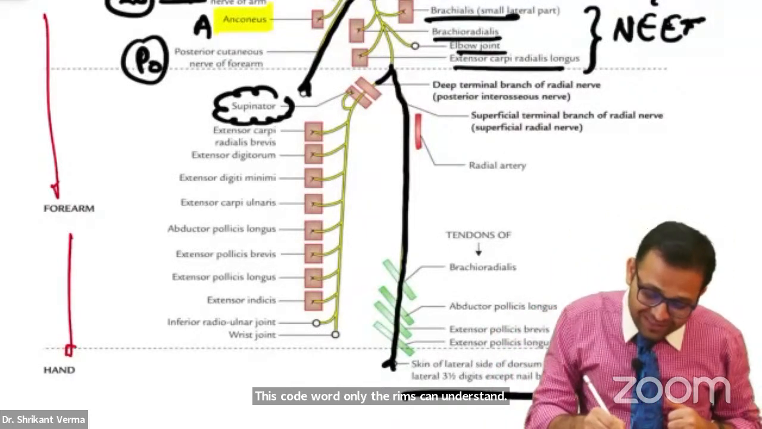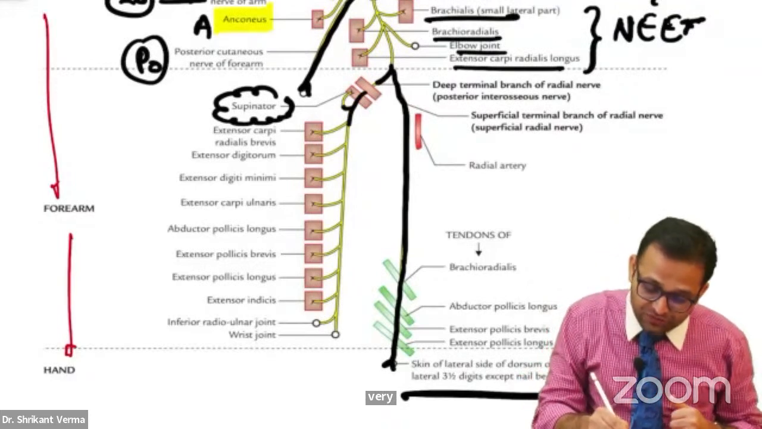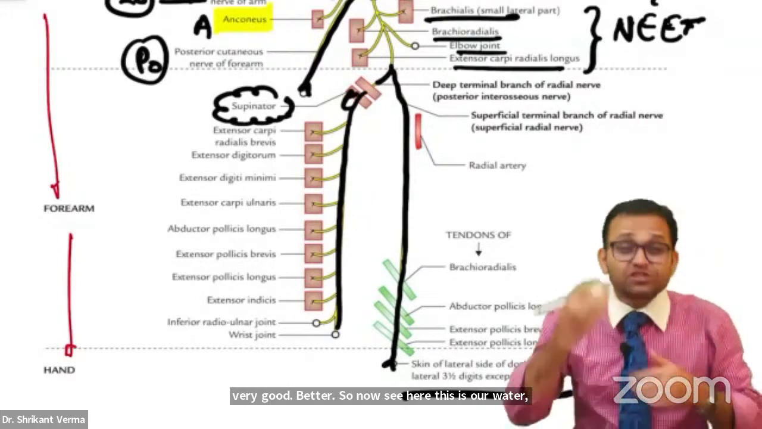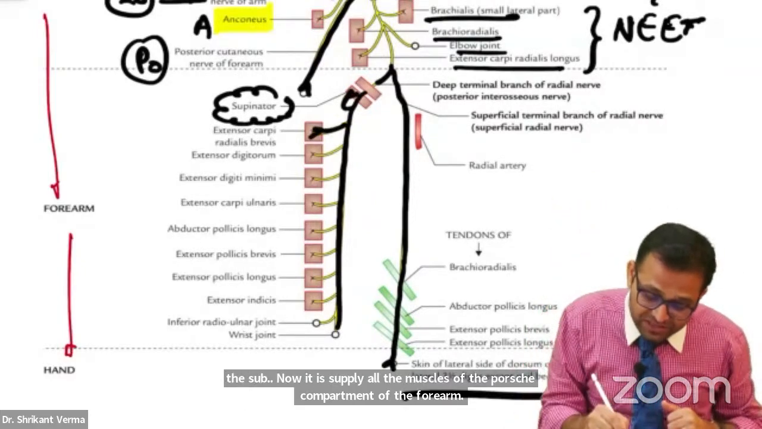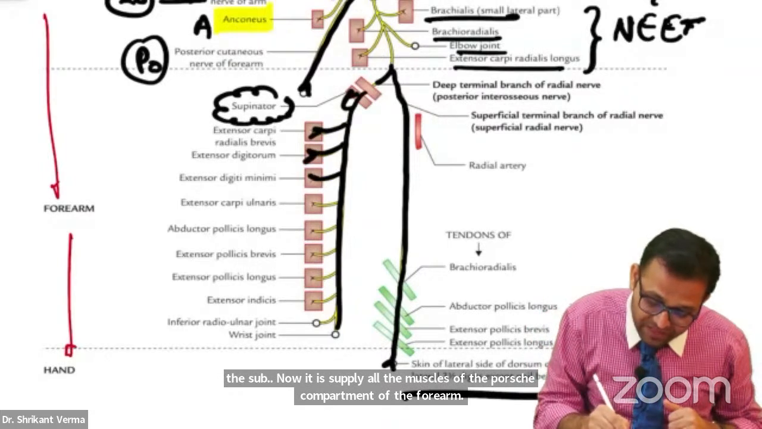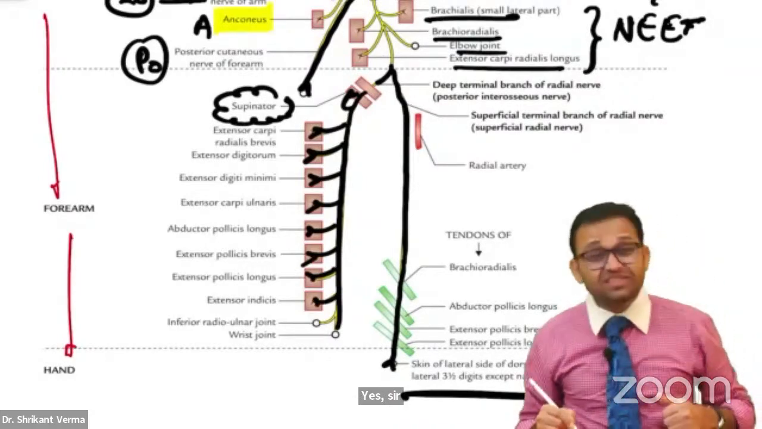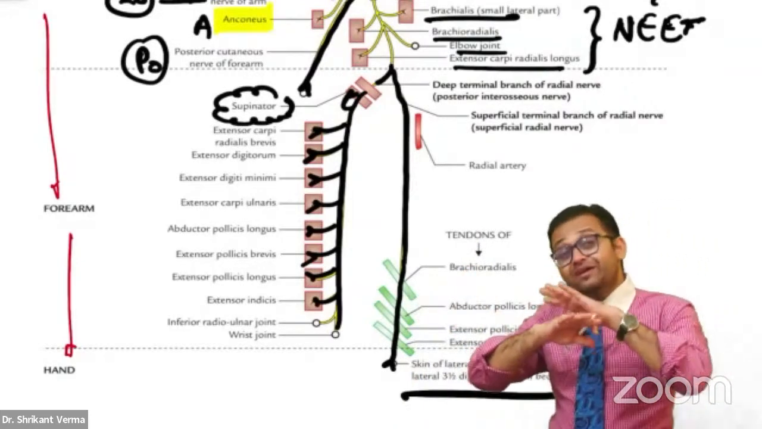So now see here, this is the posterior interosseous nerve, which is giving the branch to the supinator muscle. Now it is supplying all the muscles of the posterior compartment of the forearm. It is giving the branch to the extensor carpi radialis brevis, extensor digitorum, extensor digiti minimi, extensor carpi ulnaris, abductor pollicis longus, extensor pollicis brevis, extensor pollicis longus, and extensor indicis. How to remember these names of the muscles? We will do a different session.